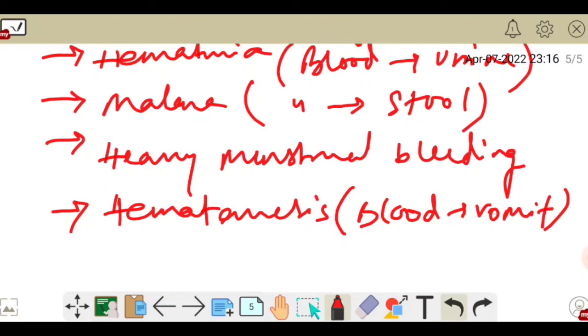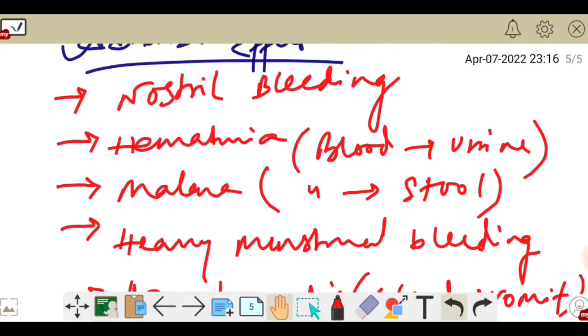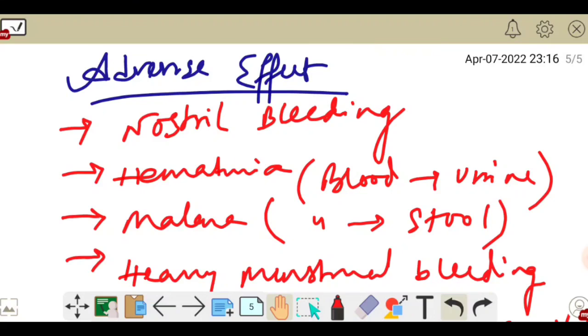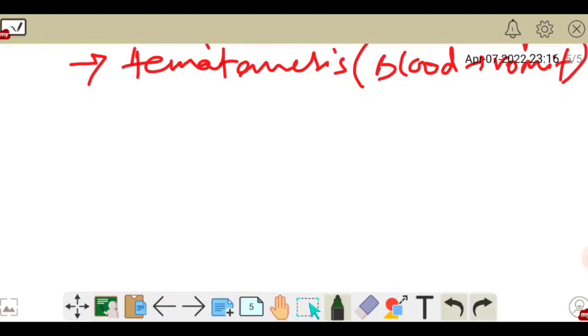These are some of the adverse effects that you can see in patients who are getting heparin in a very high amount. One thing you should remember is the antidote of heparin. Suppose you are seeing someone having the side effects of heparin, and you have to deal with it. How can you deal with it? By administering the antidote of heparin. So what is the antidote of heparin? It is known as protamine sulfate.